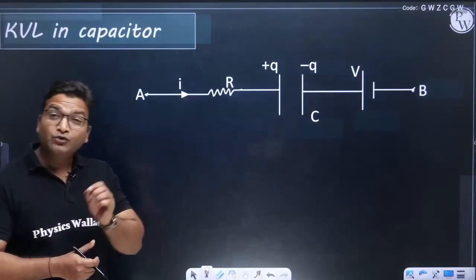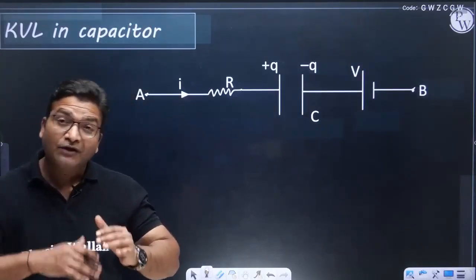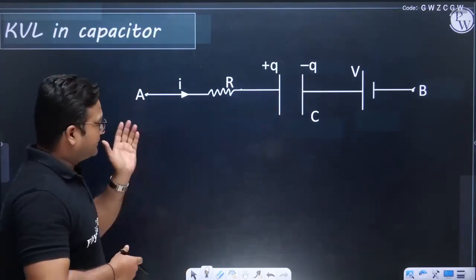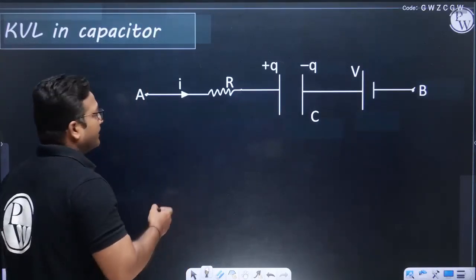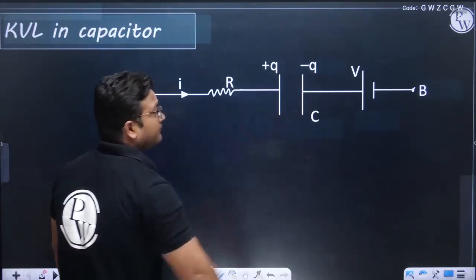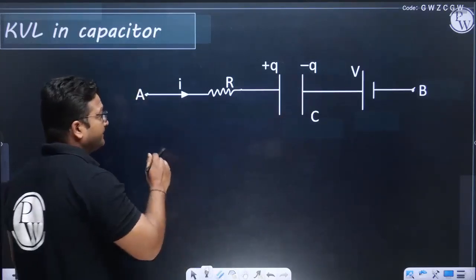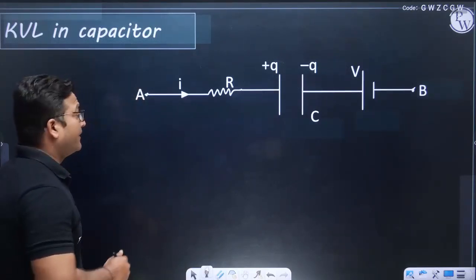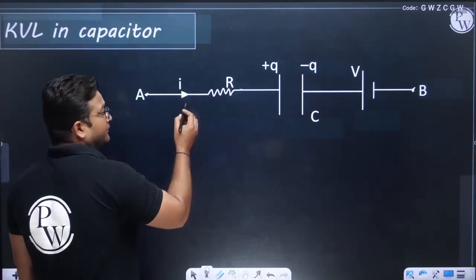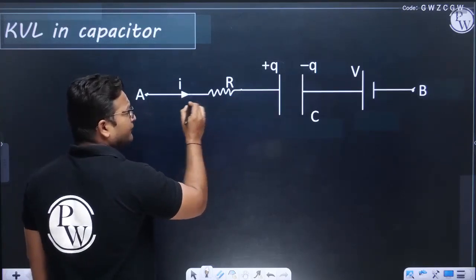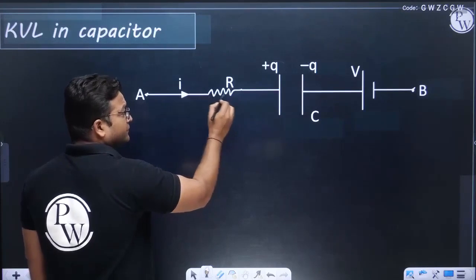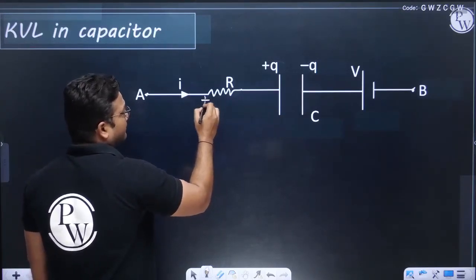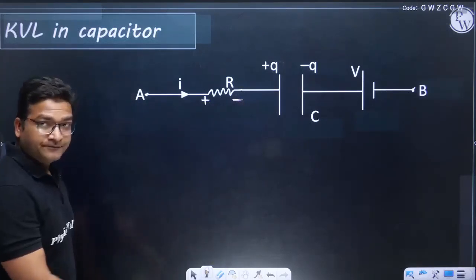Now we will learn how to apply KVL and KCL, that is Kirchhoff's laws, in circuits having capacitors. So this is part of a circuit, right? And we have a resistance, capacitance and batteries, all three. So the first point that comes to our mind is to mark polarities. As you know, in a resistor, in the direction of current, potential decreases. So I can mark positive and negative signs like this.